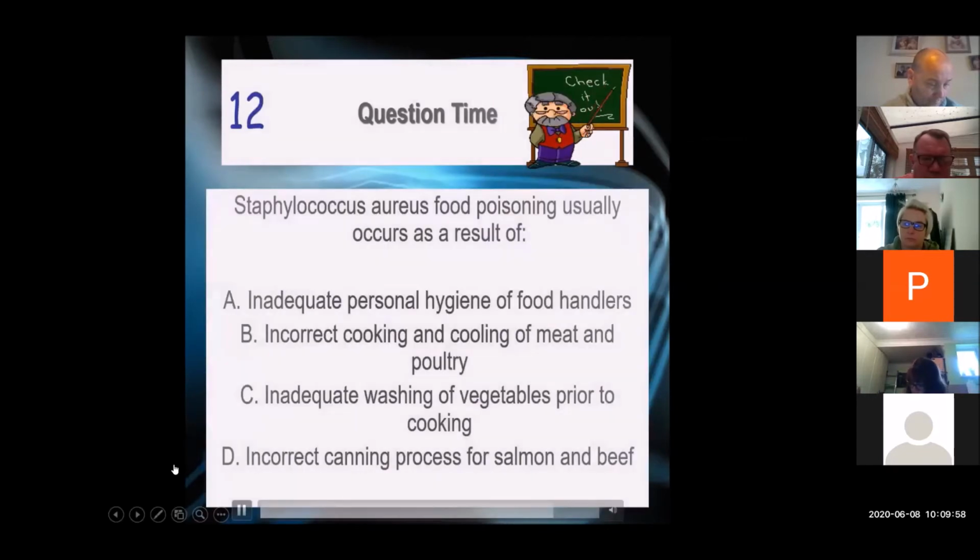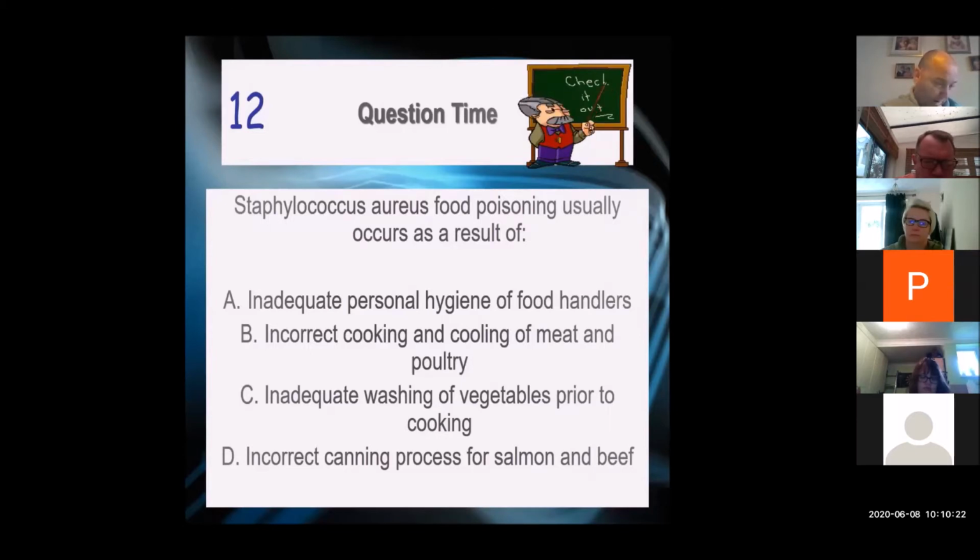Question 12. Staphylococcus aureus food poisoning usually occurs as a result of A. Inadequate personal hygiene of food handlers, B. Incorrect cooking and cooling of meat and poultry, C. Inadequate washing of vegetables prior to cooking, or D. Incorrect canning process for salmon and beef.